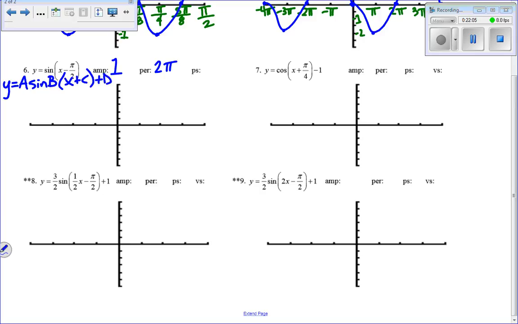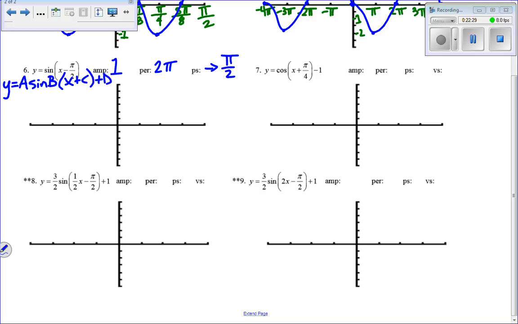B value, what's your B value? Just 1. Okay? With that said, now what's your C value? Positive pi over 2. See that your phase shift will be to the right. It is opposite of what it says. So we're going to go right pi over 2.